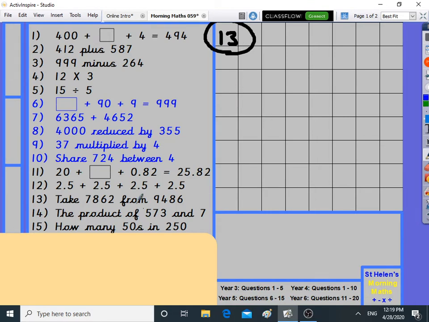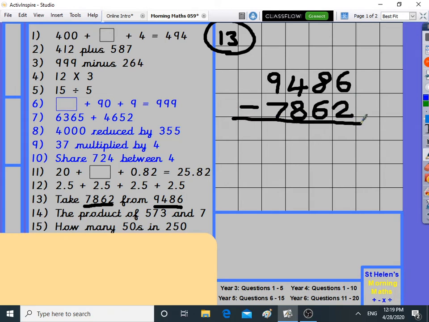We have take this from this. What number's bigger? 7,862 or 9,486? It's 9,486, so that's going to go on the top. The smaller number on the bottom. If you need to pause the video to copy, of course, just do that.